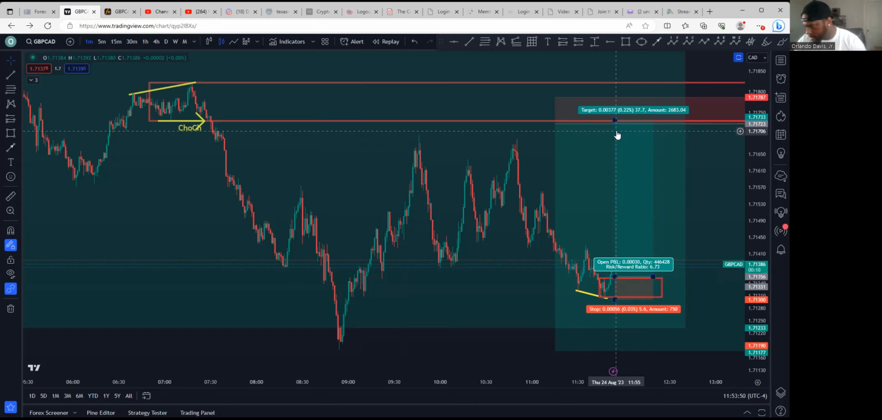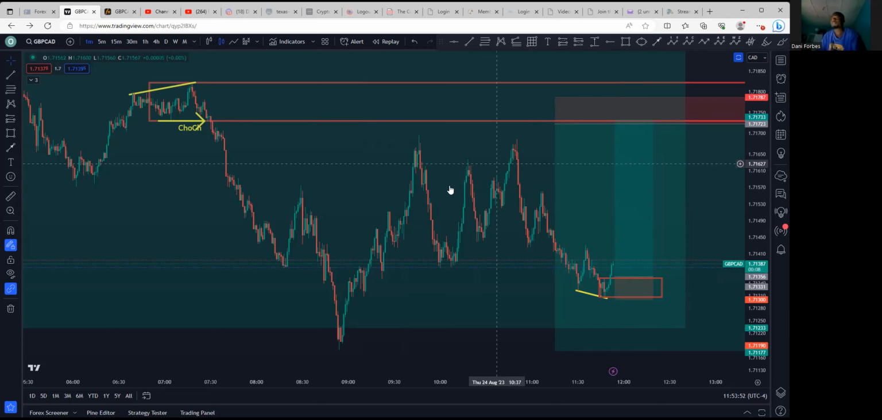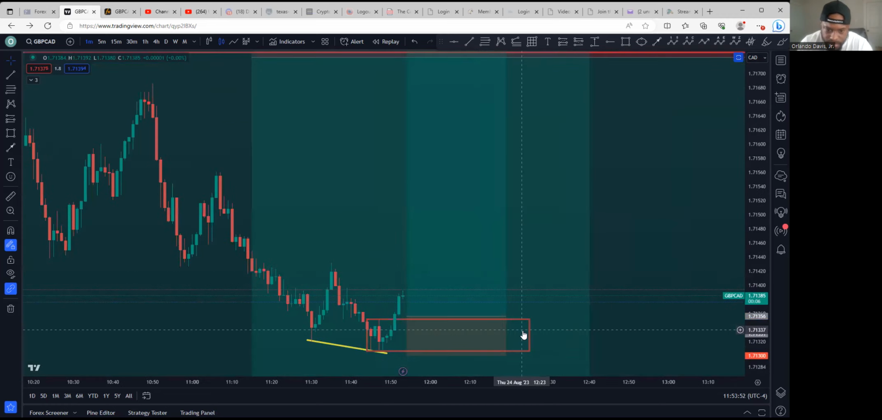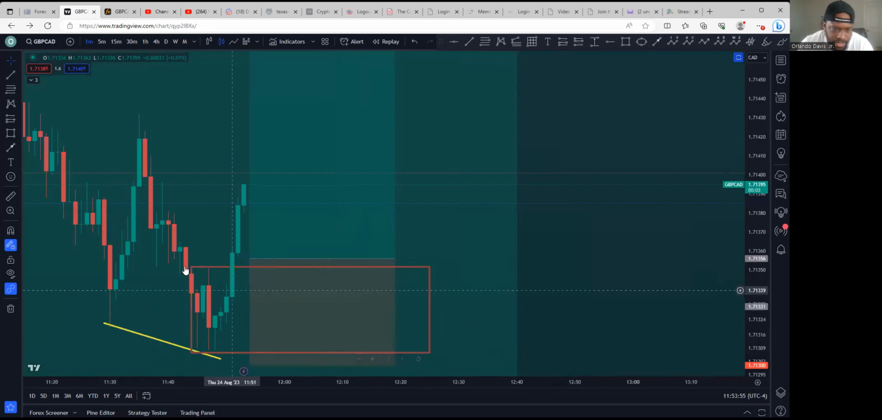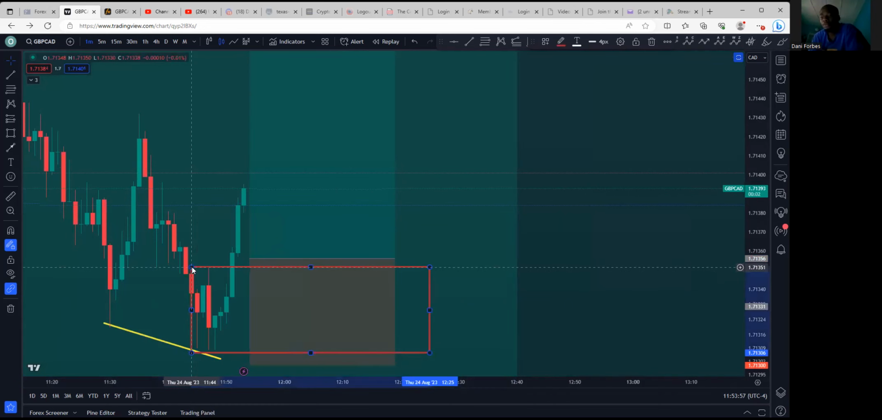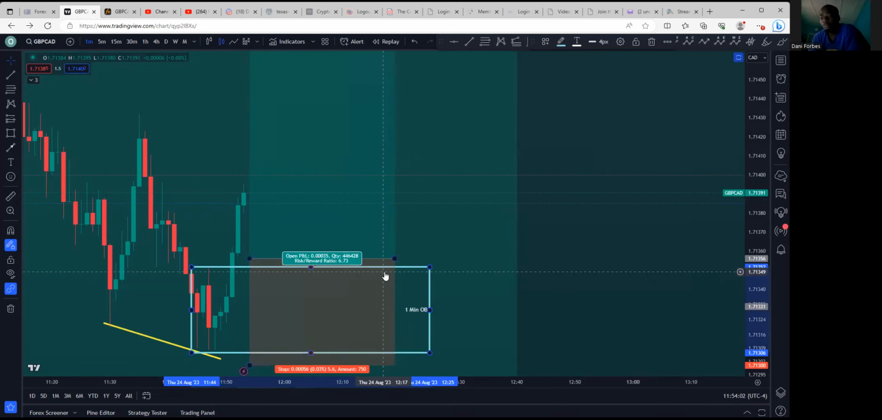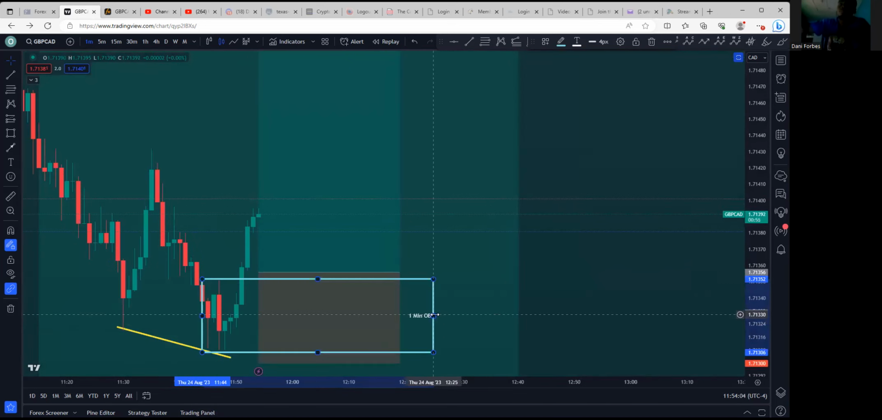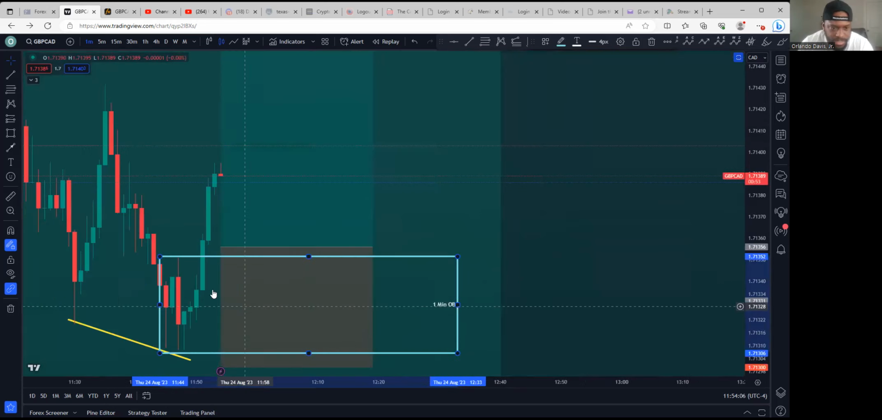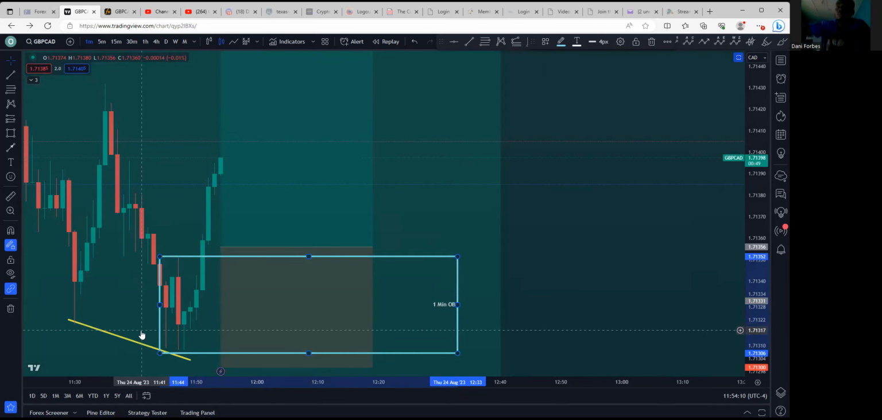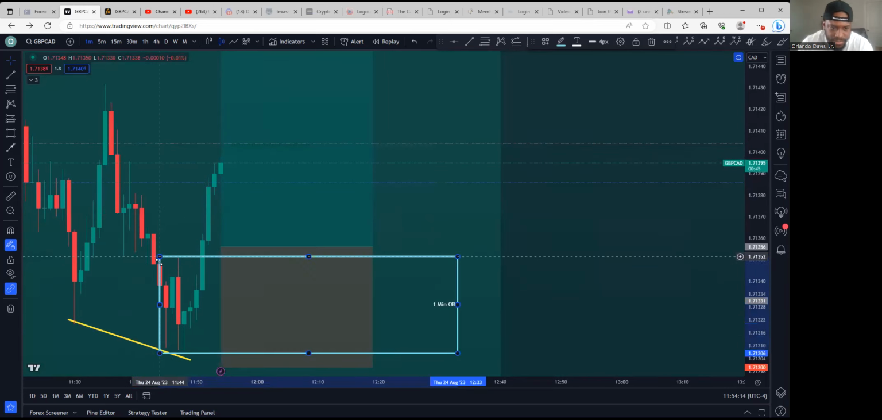All right, got my order in. Beautiful setup. Now your question is why did I make the zone the way I made the zone? Because remember, we're playing a game of connect the wicks, right? Is anything touching this bearish candlestick wick? Is anything touching the wick of this bearish candlestick?